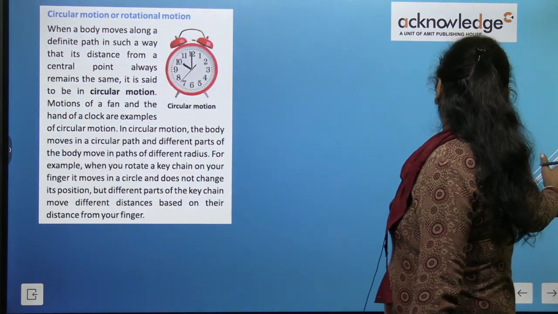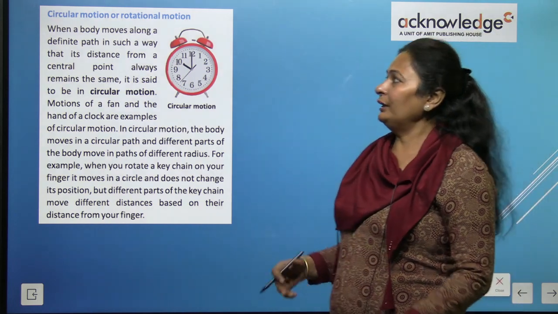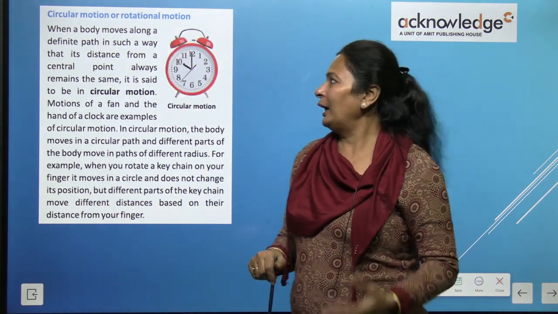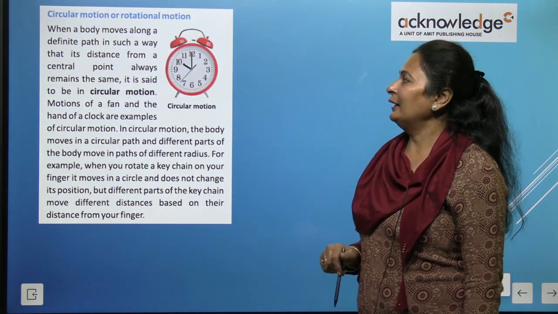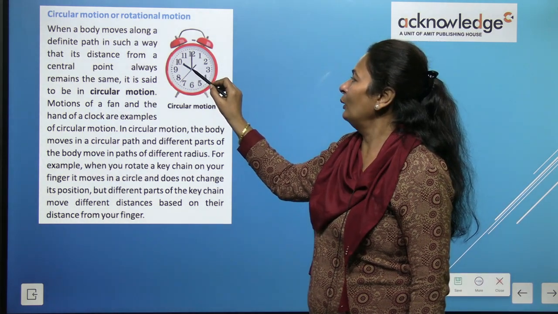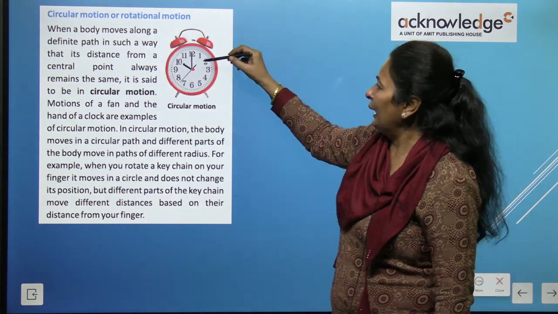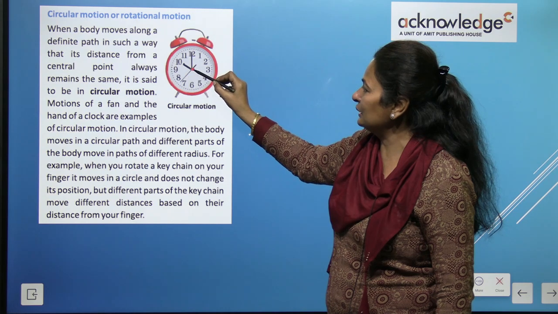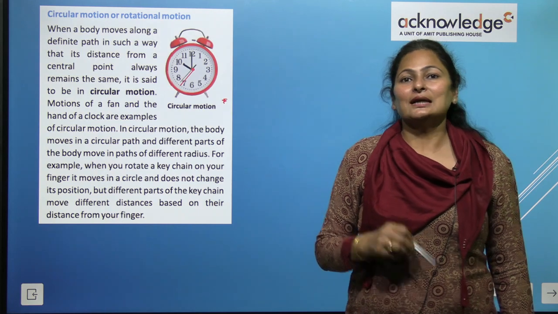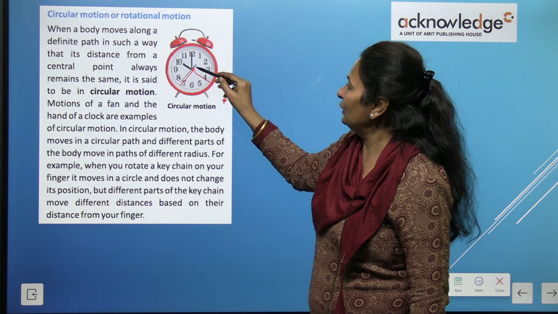Now, circular motion or rotational motion. When a body moves along a definite path in such a way that its distance from a central point always remains the same. This is the central point of the needle, and the needles are moving here. So the distance from this place to this place always remains the same. So this is called circular motion.